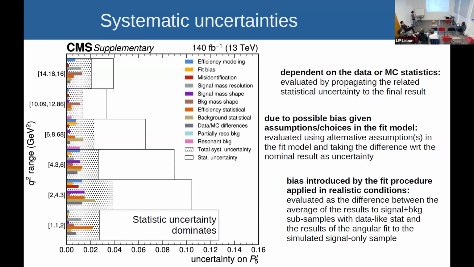In any case, here you can see the size of the systematic uncertainty, the colored bars here. This is for different bins of the q-squared regions, and this is for the P5 prime parameter, just used as an example. You can compare them with the statistical uncertainty, which is the full white box. And you can see that even though it is important to have this full analysis of systematics, this measurement is still statistically dominated.